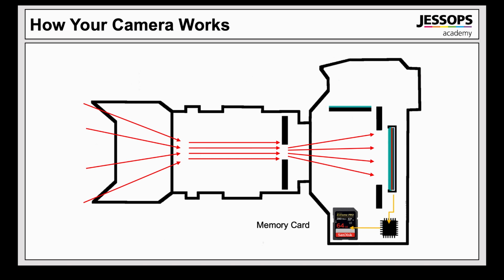So there we have it. On a very simplistic scale, that's how a camera works. This diagram introduces you to some of the key components in a camera and its lens.